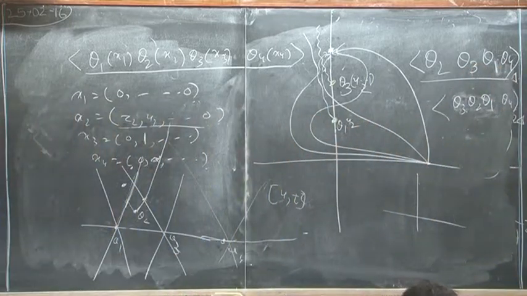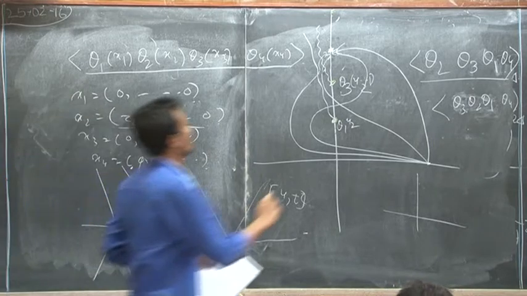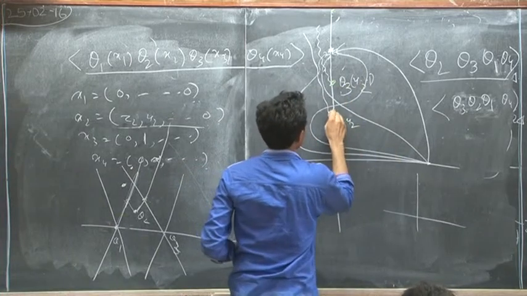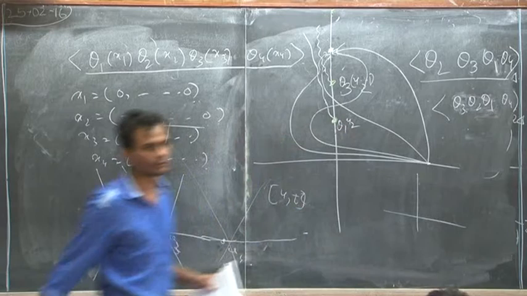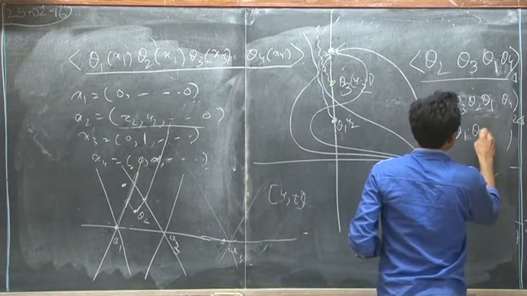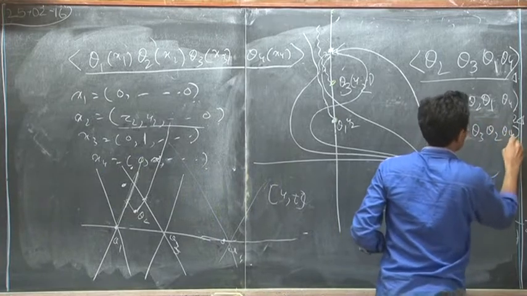Okay, I see. And now I understand this. Okay, fine. Let me cross this path. Here I am crossing only one branch cut compared to theta 1. Then I have theta 1, theta 3, theta 2, theta 4.